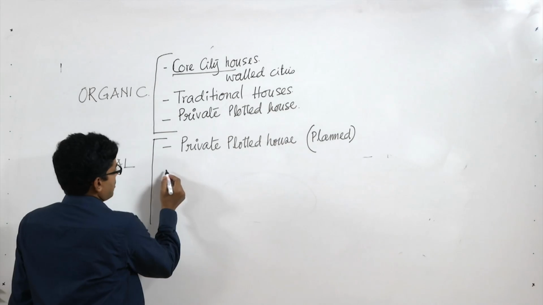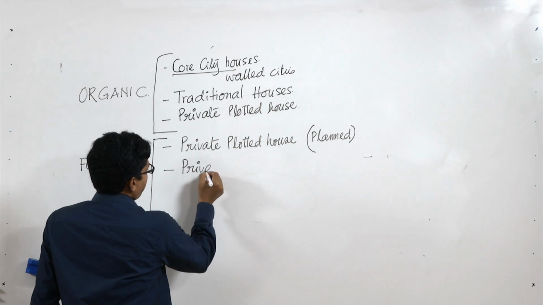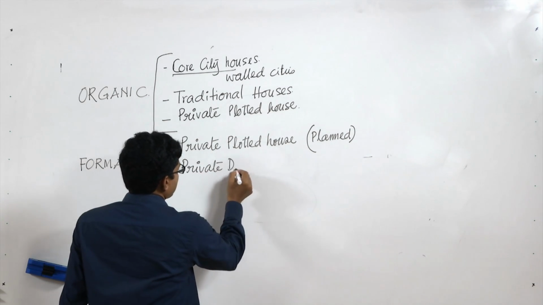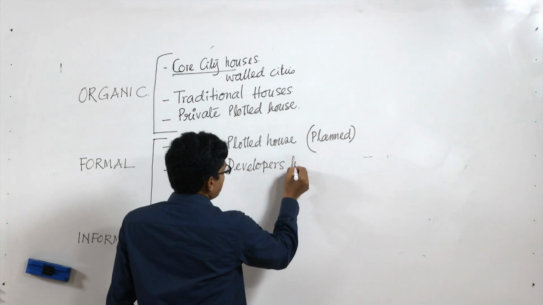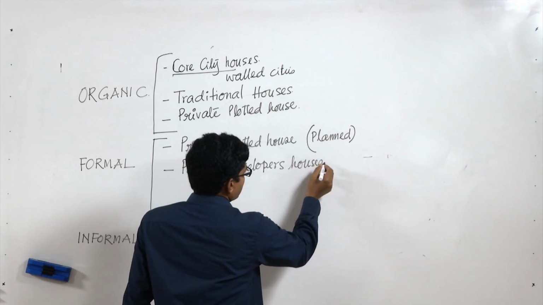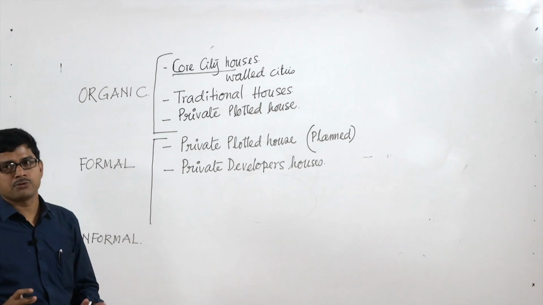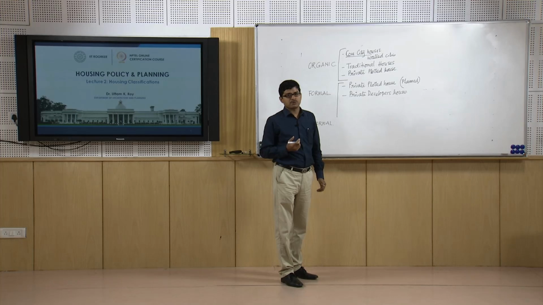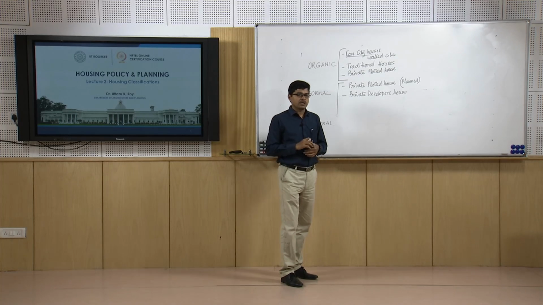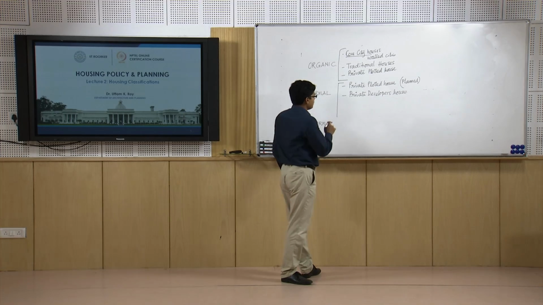Second is private developer houses. I think you know that the private developers can develop large housing complexes on a plot. The plot they can purchase from the government or they can purchase from the people, and they can develop this. So this is another formal house done by the private developer.